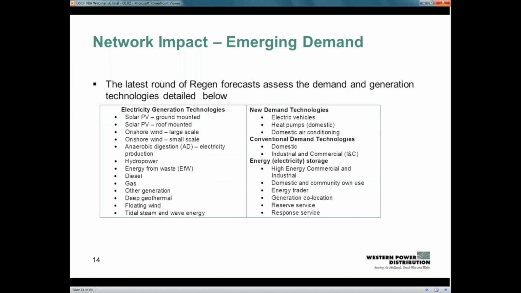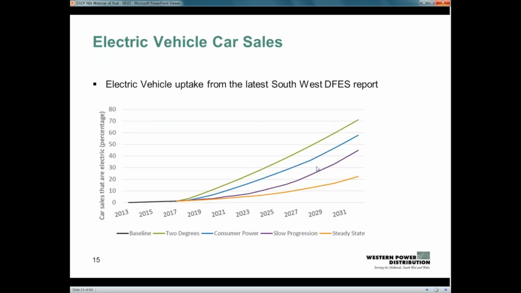So, going on to the DFES, we forecast a number of different technology types for generation. These are down the left in the table, and we forecast these in megawatts. On the demand side, there's all the traditional demand, industrial and commercial, and then we've got electric vehicles and heat pumps, which are 2 that we're particularly interested in, because if they take off like they're forecast to, it's going to have a significant impact on the network. And then energy storage, in particular batteries, could have a big impact because of its ability to import and export onto the network, and we'll go through those in a bit more detail shortly.